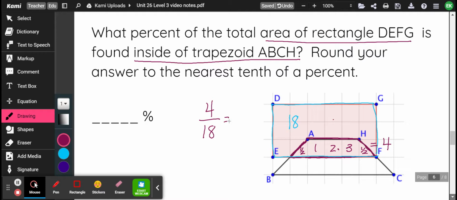Well, to find that, we take 4 divided by 18. And when we do that, we get 0.222 repeating, multiplied by 100, which gives us 22.2%. Okay? So we're just finding the area of each, dividing them, and getting our percentage.